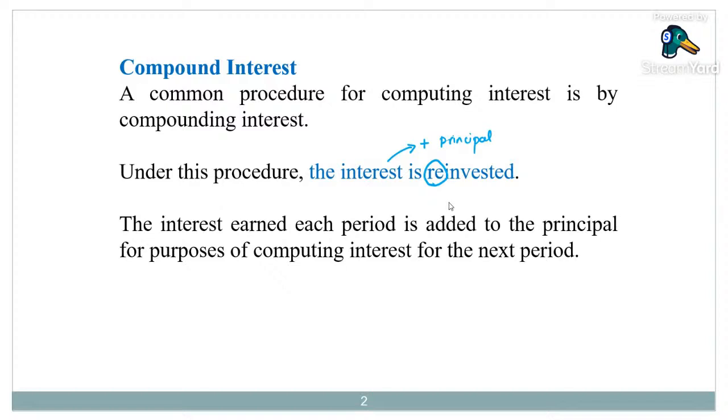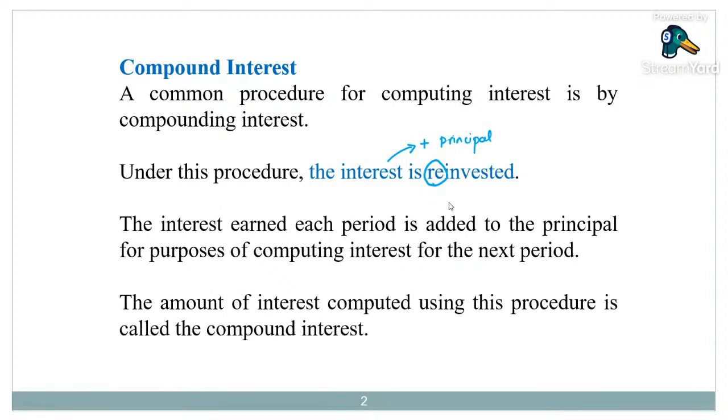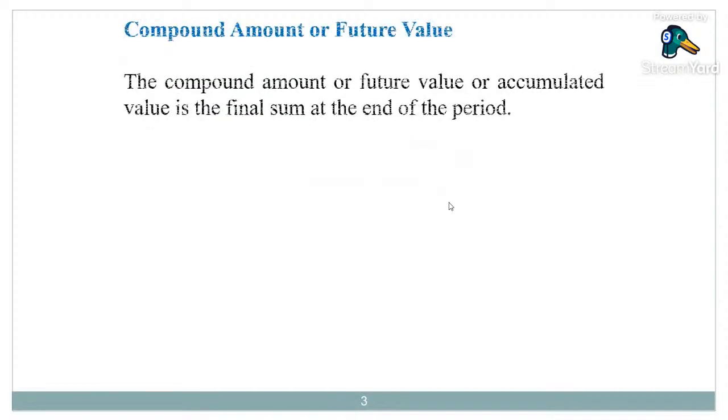Nak cari interest seterusnya. Okay, the amount of interest computed using this procedure is called the compound interest. Okay, so compound amount or future value. Okay, so future value macam dalam simple, kita tahu nilai tu tambah dengan principal kita. Tapi kalau dalam compound interest, the compound amount or future value or accumulated value is the final sum at the end of the period. Sama jugalah sebenarnya konsep dia, kita tambahkan interest dengan nilai principal yang kita dapat. Tapi benda tu akan berulang bertambah jadi principal balik seterusnya dah.